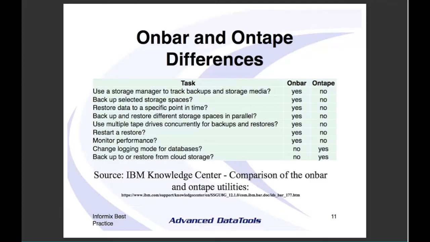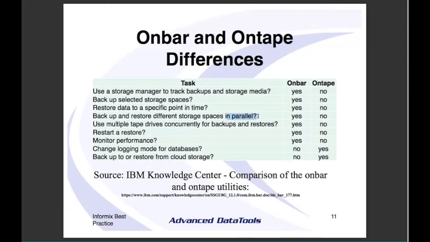The difference is Onbar uses a storage manager to write the data out. The internal part of Onbar is the same as Ontape. The difference is it connects to a storage manager that takes the output and writes it out. Now, because of that, you can selectively back up certain spaces. And to me, the most important thing is you can do backups in parallel.